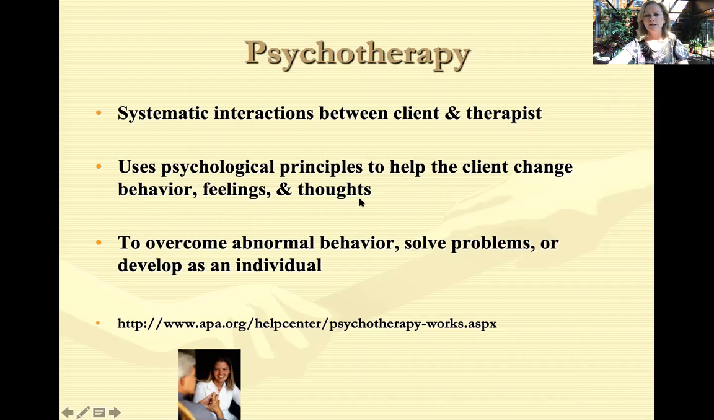Okay. And the ultimate purpose there is to overcome abnormal behavior, particularly if there is abnormal behavior, like we talked about at the very beginning of the semester, or a DSM psychological diagnosis, to help the client solve problems or develop as an individual. And so the develop as an individual would be basically looking for growth, particularly personal growth or growth in relationships. Let me share, I'm going to show you an APA clip.